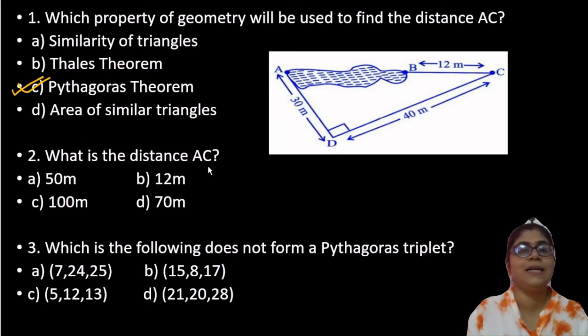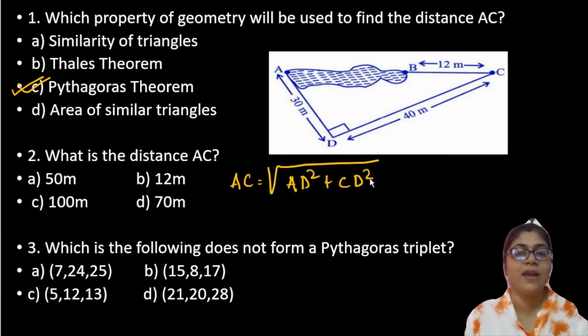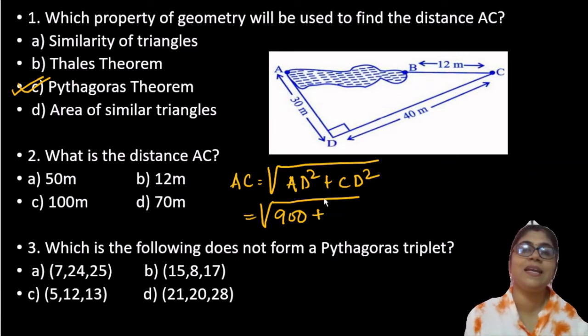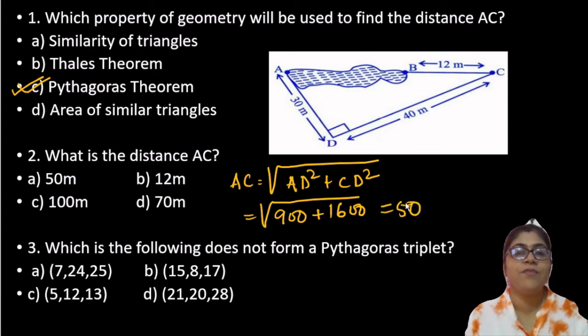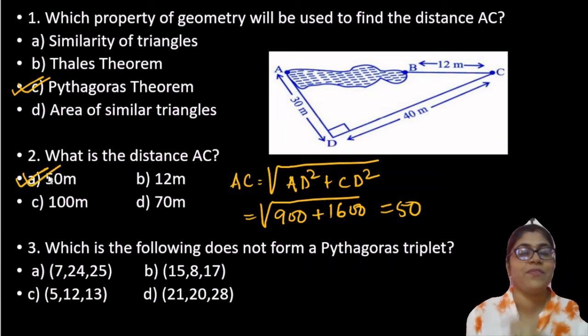Then what is the distance of AC? AC is equal to square root of AD square plus CD square, and this is equal to square root of 30 square, that is 900, plus CD square, that is 1600. So this is 2500, and square root of 2500 is 50. So option A, which is 50 meter, is the right answer. So distance of AC is 50 meter.